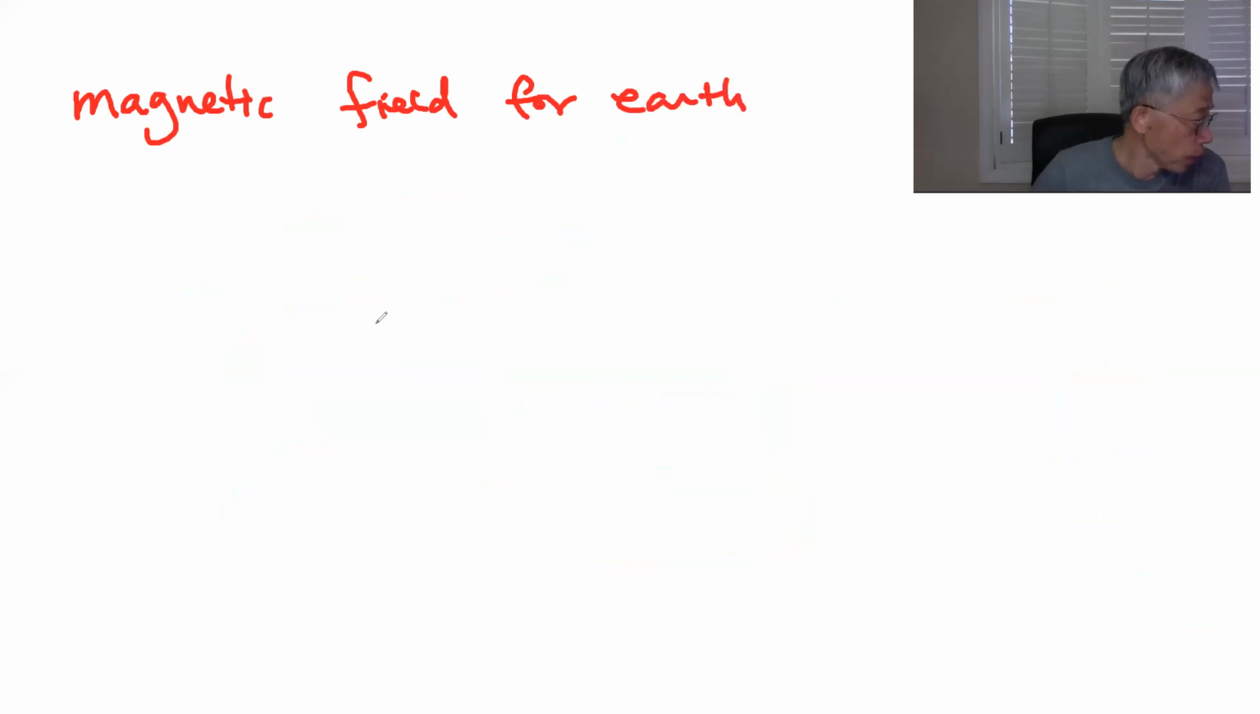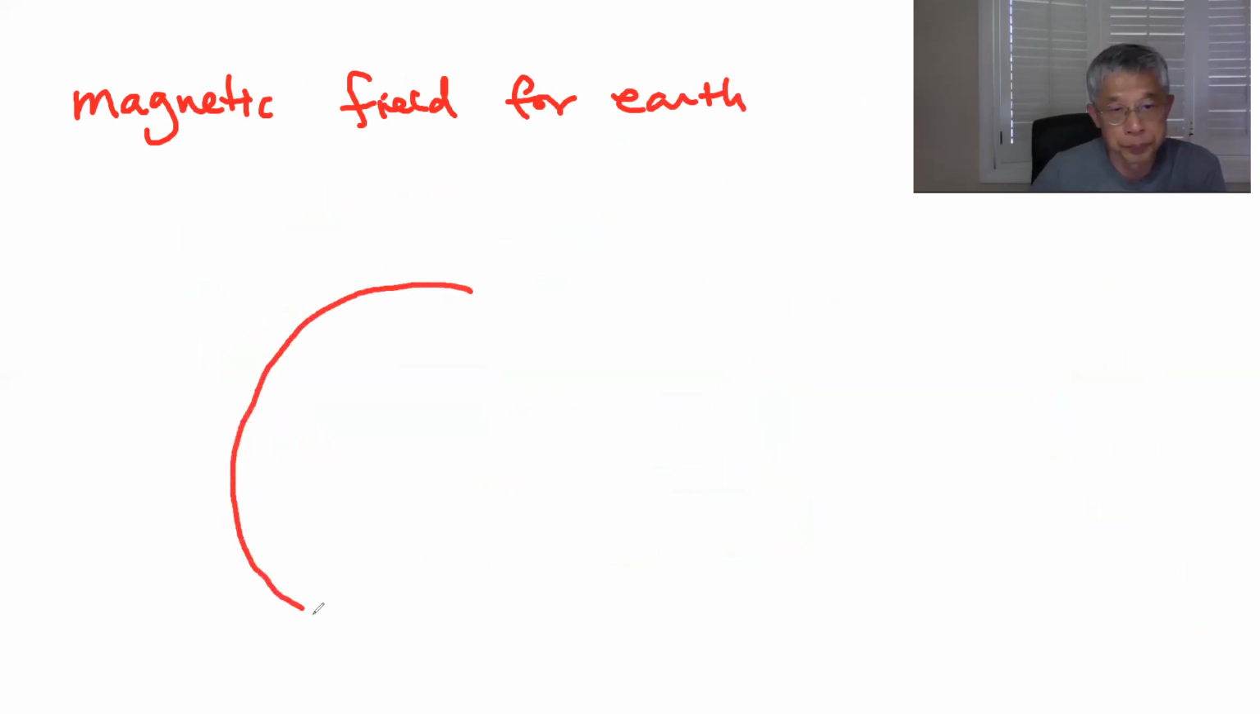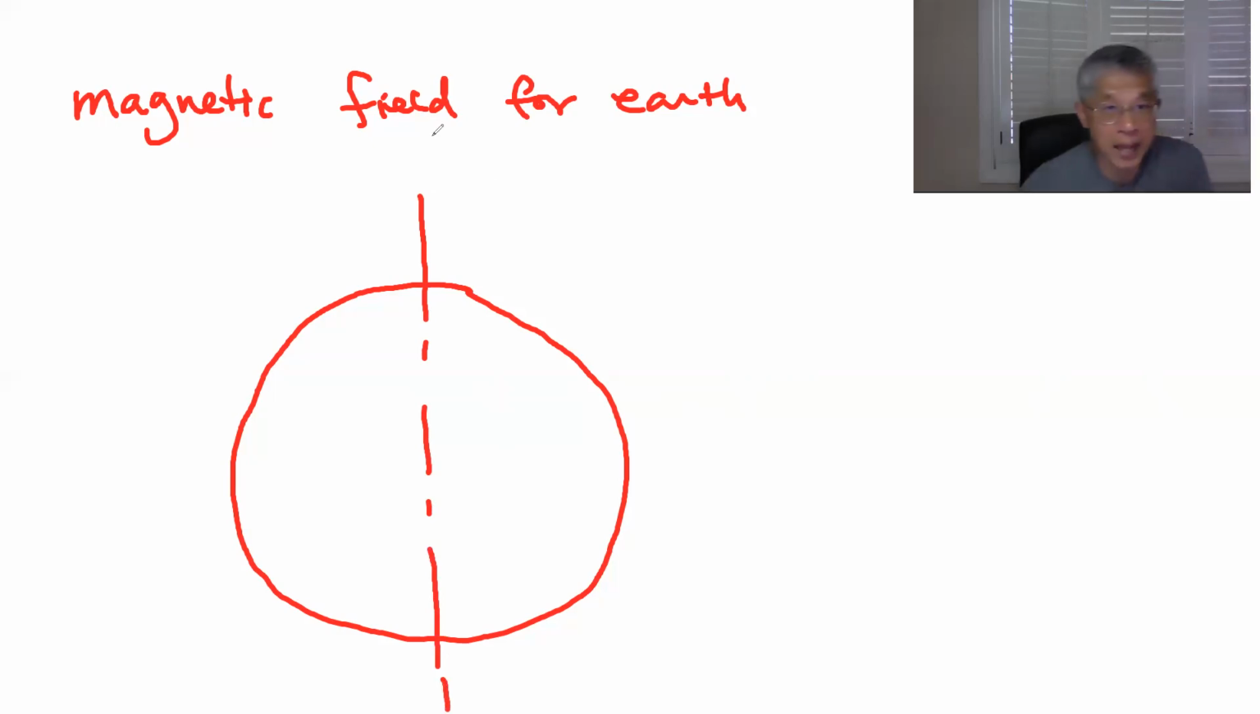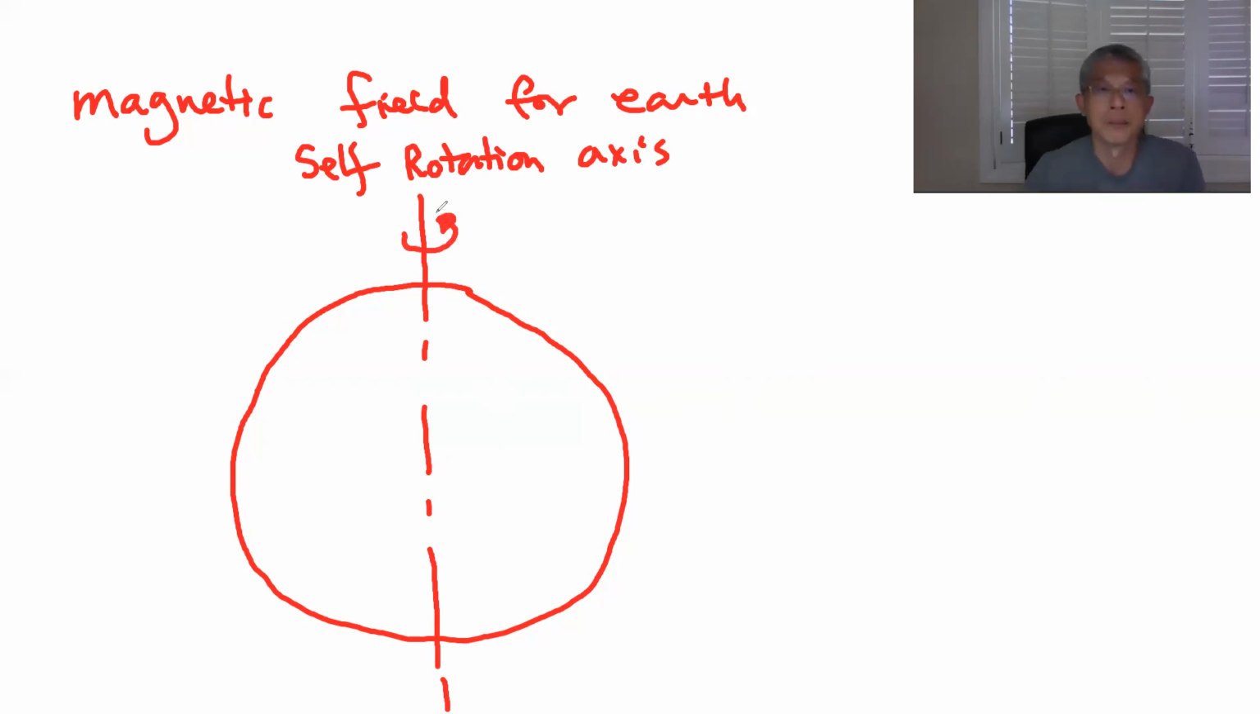Okay, so if we draw an Earth, almost a circle, right? We call this one here a rotation axis. So Earth does a self rotation, so self rotation axis. It goes like this, once a day. So there's an omega here, and it's once a day, one revolution per day.